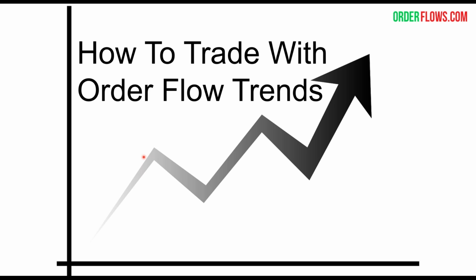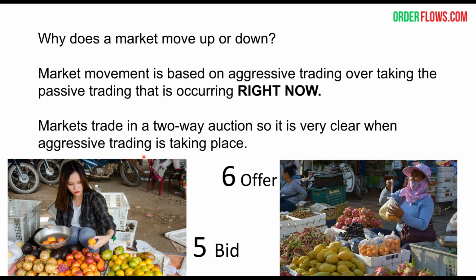So the first thing I want to talk about today is trading order flow trends. Everyone always says, the trend is your friend, right? But you've got to ask, why does a market move up or down? Market movement is based on aggressive trading overtaking the passive trading that's occurring right now. So remember, markets trade in a two-way auction. It's very clear when aggressive trading is taking place.